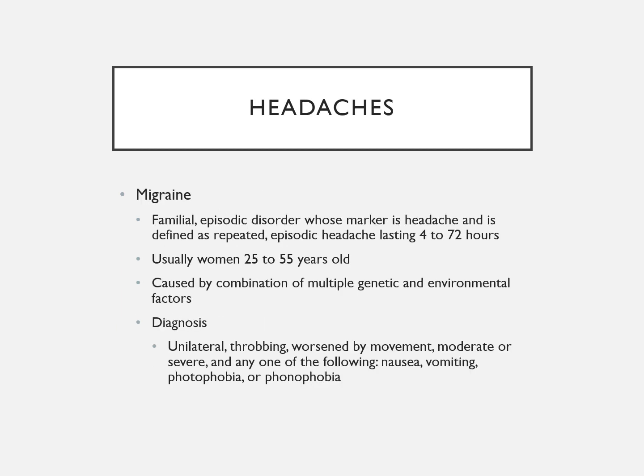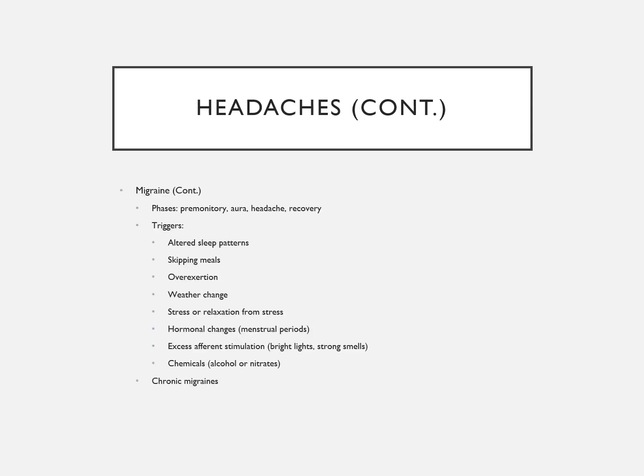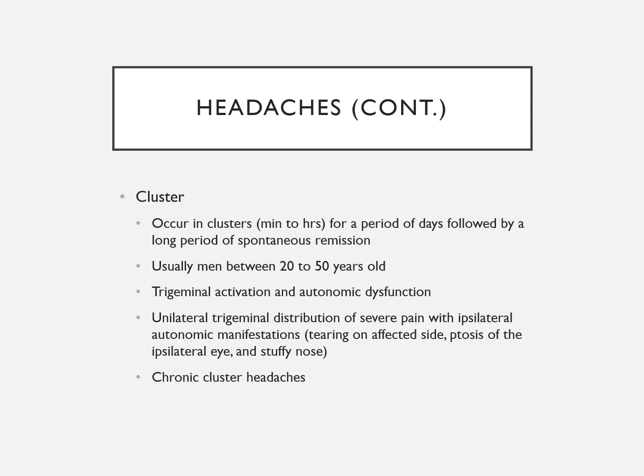Headaches, migraines. They can be familial, episodic. The marker is a headache that's defined lasting 4 to 72 hours, and it's repeated. More common in women, and it can be caused by a combination of genetic and environmental factors. But usually they're one-sided, and they can have an aura. Triggers can be altered sleep patterns, skipping meals, overexertion. So there are a lot of different things that can cause migraine.